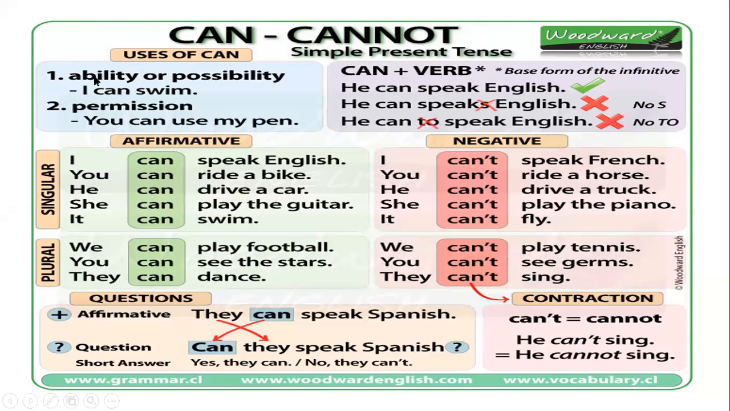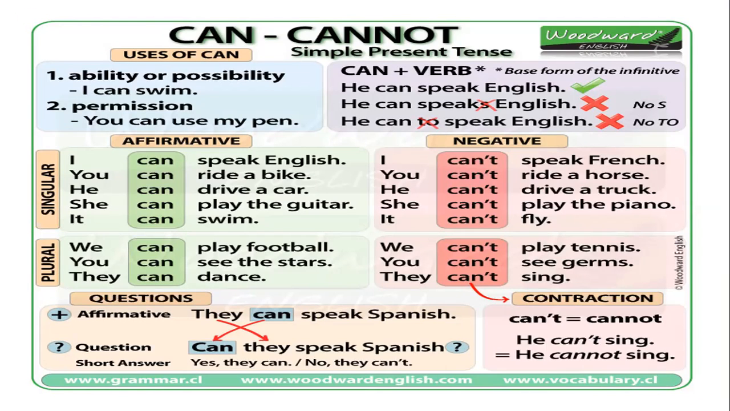You use can to express ability or the possibility that something can happen. For example, I can swim. That's okay. The ability. I have the ability or the possibility to swim, so I can swim.